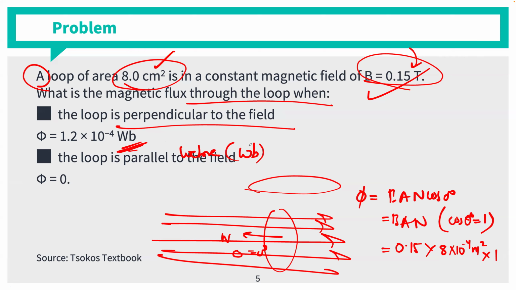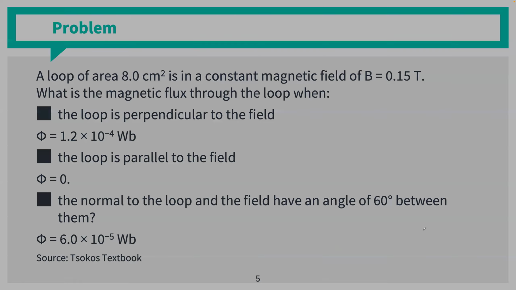Whereas if the loop is parallel to the field, that means the normal is perpendicular to it. When the normal is perpendicular, what will be theta? 90 degrees. So cos 90 is 0, so flux will become 0. Okay, next.